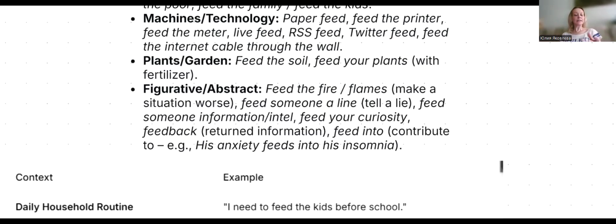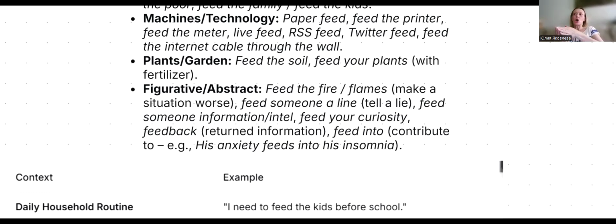But it is not a direct translation, as we could notice. Look, here it's just make a situation worse. So be careful. That is an idiomatic expression, an abstract, figurative expression. So if you feed the fire, you make the situation worse.